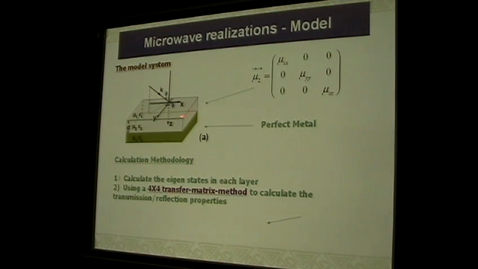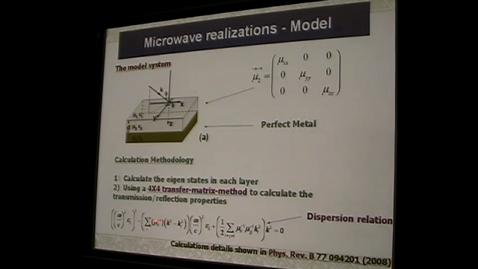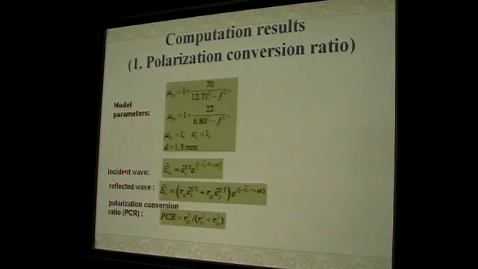Because of the anisotropy, you cannot use the standard 2x2 transfer matrix method. You have to use the 4x4 transfer matrix method. The derivation of this method has been published in this paper, and basically you can do everything. You can calculate the response of the incident wave after reflection by this double-layer system. Let me show you the result.